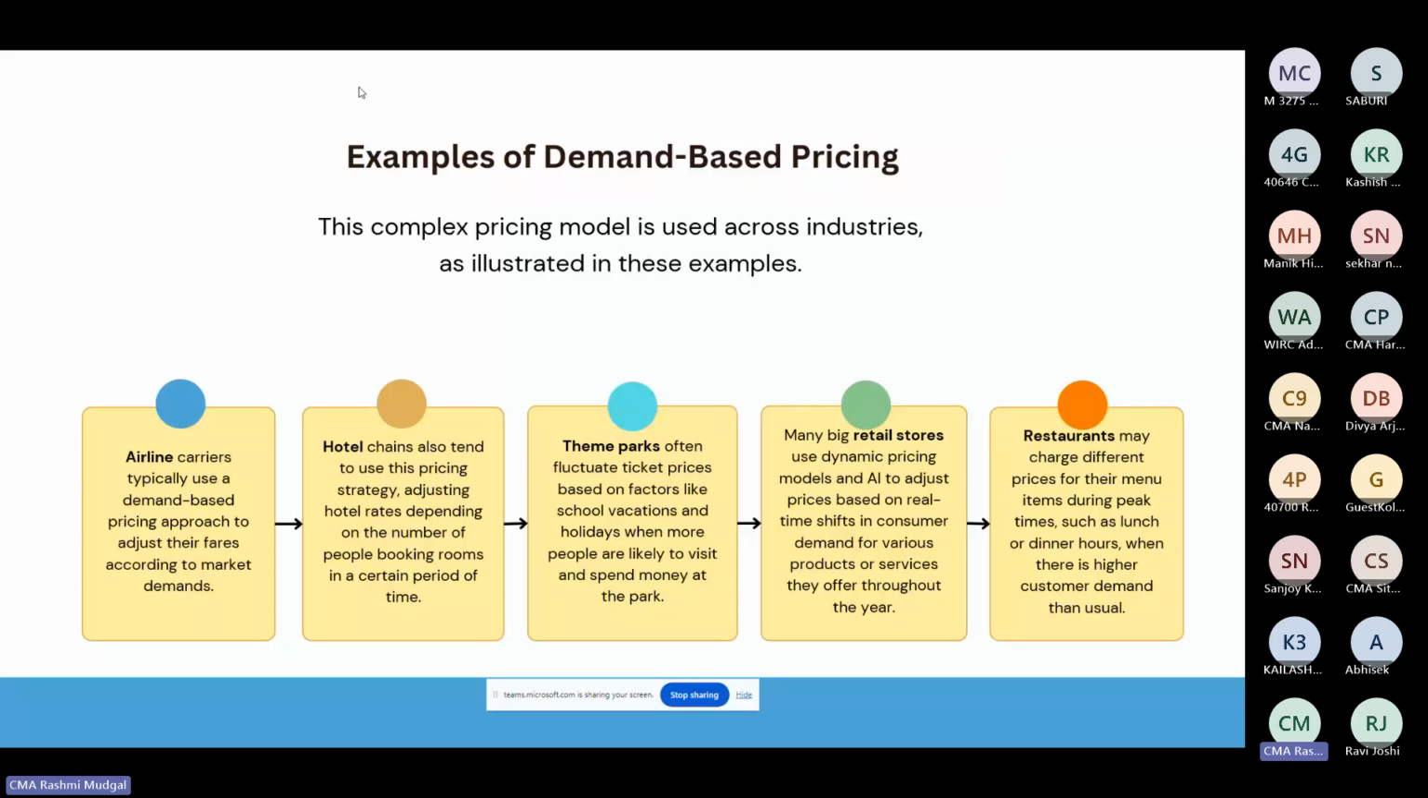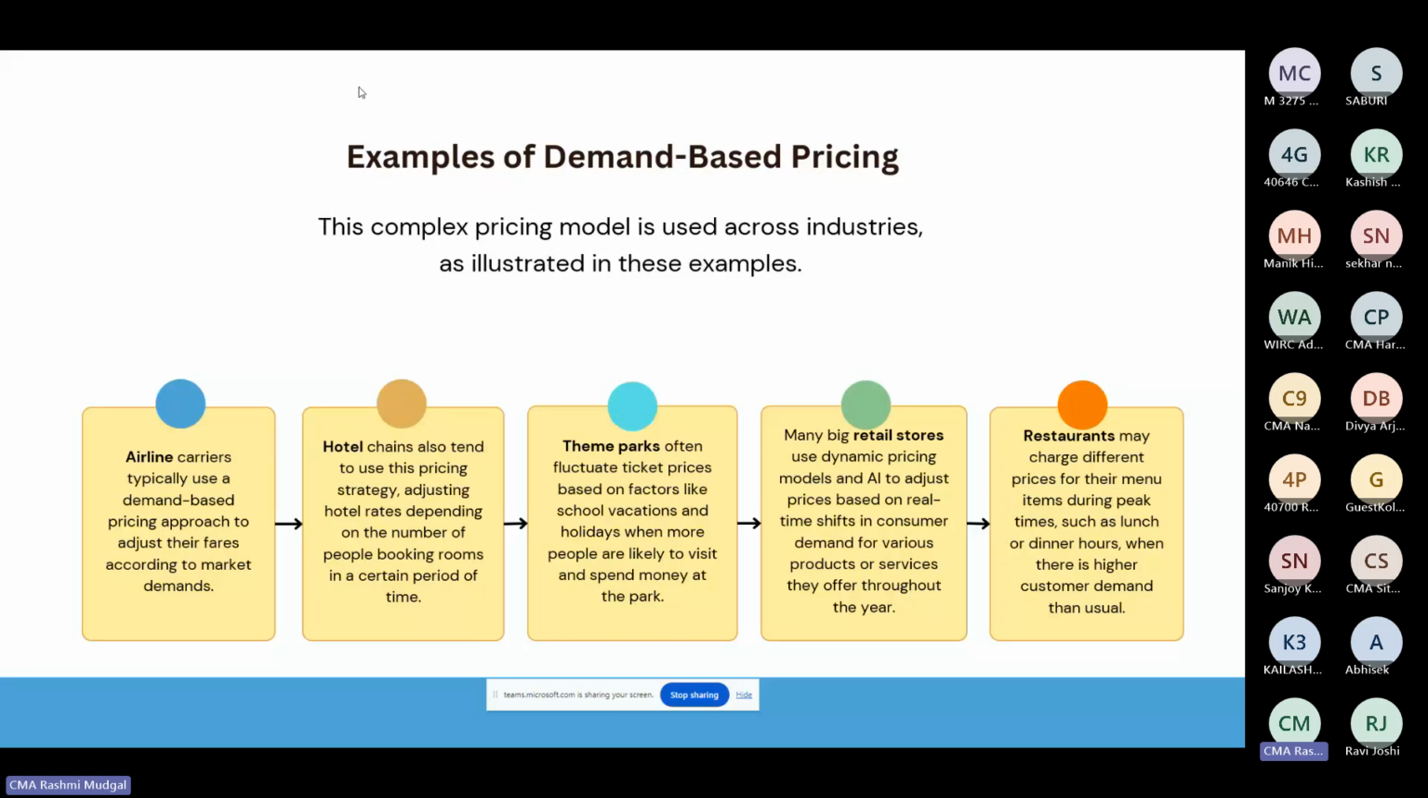Airlines also have the same strategies, typically using a demand-based price approach to adjust their fares according to market demand and other things. So these are the examples where demand-based pricing is used. Complex price models are also used across industries, as illustrated in these examples.